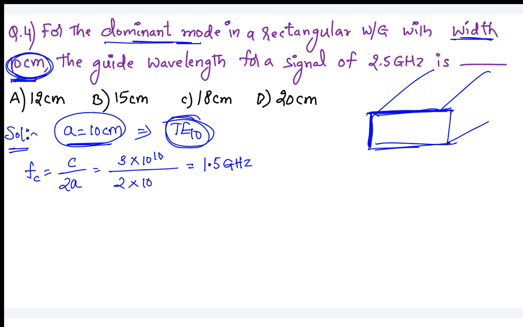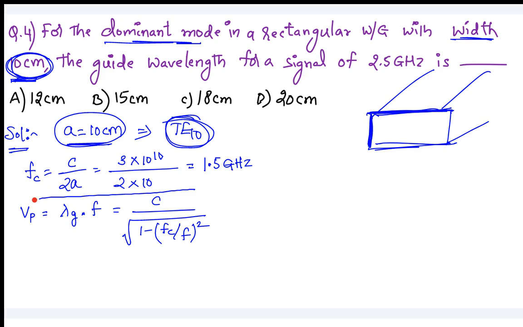Once you know the cutoff frequency, you know one of the equations I have given for phase velocity. You can define the phase velocity in two methods. Either you can define it as guided wavelength into frequency, or it is the same as c divided by root over 1 minus fc by f whole square. If you are not clear, go through the last class, where I have given this equation. The phase velocity is wavelength times frequency, or you know it in terms of the cutoff frequency. Now every value is known, right? Just compare these two equations.